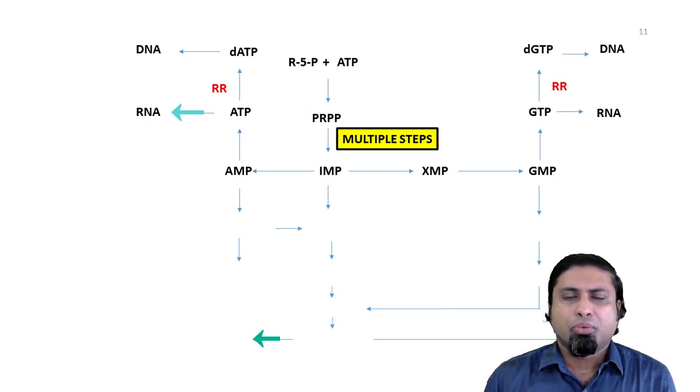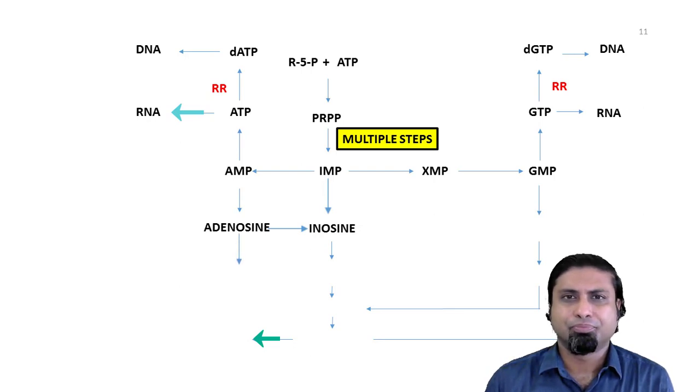Now, we need to know how these purines are broken down. AMP gets broken down into adenosine. Adenosine together with IMP gets broken down into inosine. Meanwhile, adenosine can also be broken down into adenine. So inosine proceeds to get broken down to hypoxanthine, and hypoxanthine gets broken down to xanthine.